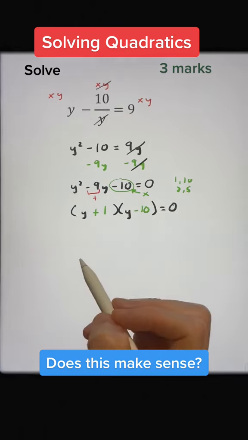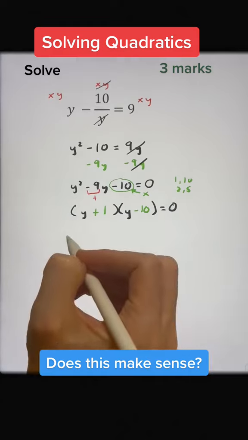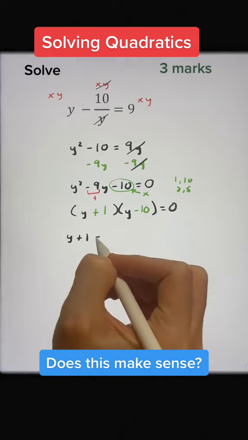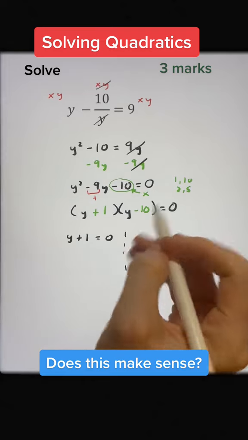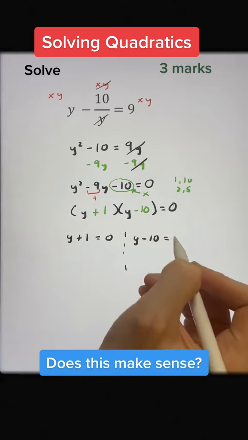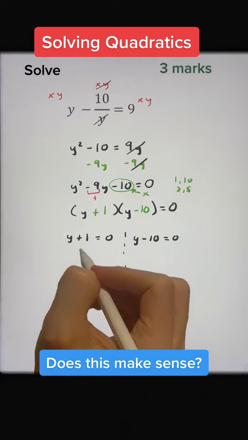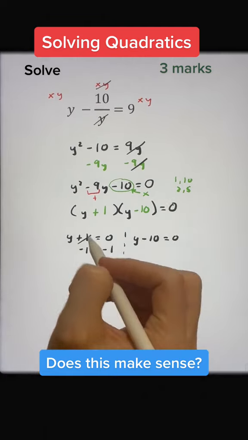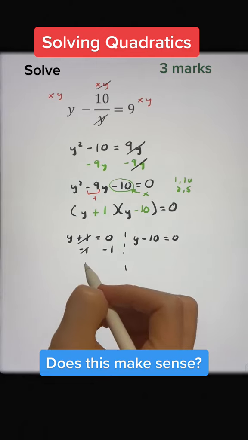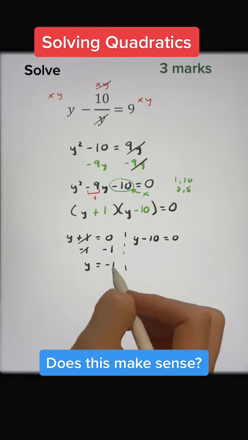As I'm now solving for y, I need to put each single bracket equal to 0. Hence I'm going to have y plus 1 equals 0. And I'm also going to have y minus 10 equals 0. Solving for y, the opposite of plus 1 is subtract 1 from both sides. I know plus 1 and minus 1, they're the opposite, they'll cancel to leave us with y. And 0 take away 1 gives you negative 1.